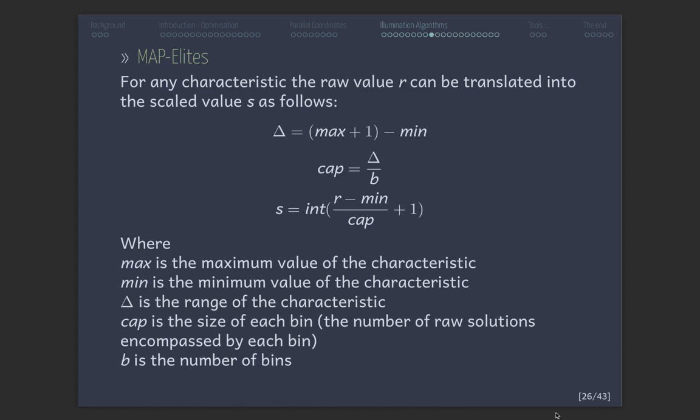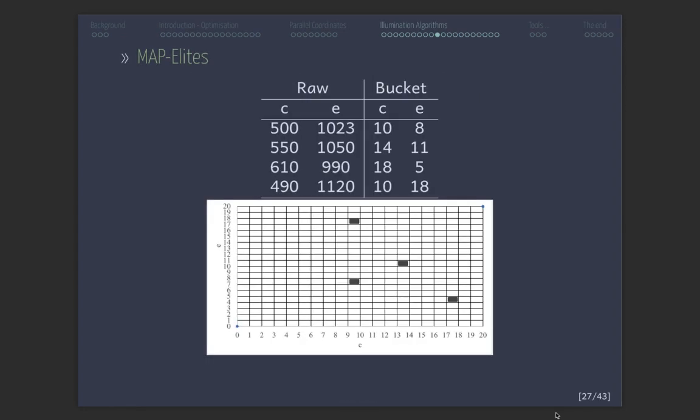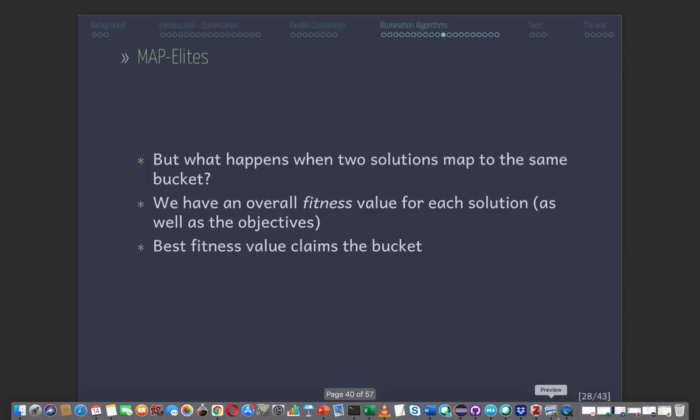Once we know that, we can then map our objectives onto a scale, in this case a scale of 20. So now we have our set of 4 solutions, and we can now map them each to a bucket. So we can now have each of these solutions occupying one bucket in our archive. Each bucket in the archive actually represents quite a large area of the search space. And of course, it is going to happen that as we use mutation and crossover to evolve solutions, at some point we will end up evolving a solution that maps to a bucket that is already occupied.